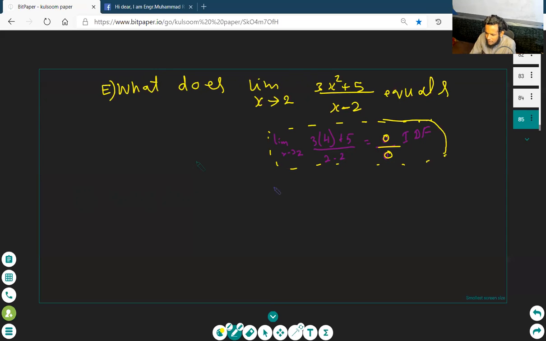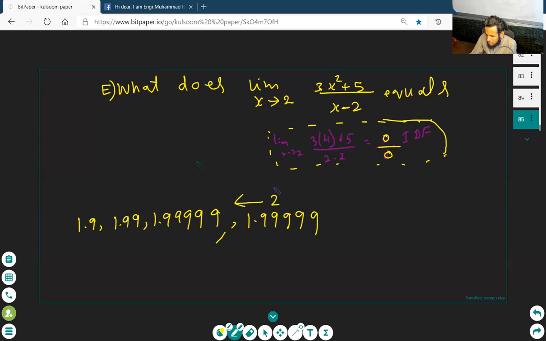It doesn't exist because f of x will approach different values. If we approach from the left side, we approach 1.9, 1.99, 1.999. Which value will it approach? Can you tell me, by putting these values, the limit as x approaches 2 from the left of 3x square plus 5x minus 2? Which number will it approach?